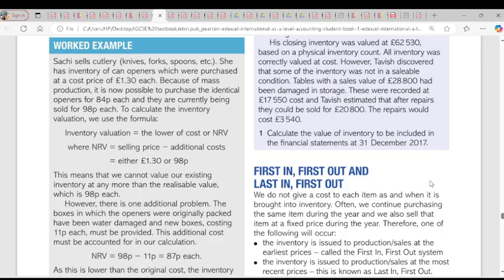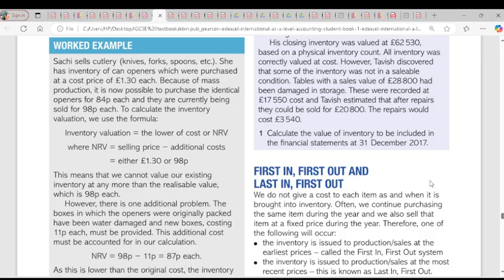To calculate FIFO, it is the cost of the oldest inventory multiplied by the amount of inventory sold. That's how we calculate FIFO. And for LIFO, last in, first out, this occurs where inventory is issued to production or sales at the most recent price. That is the latest. The earliest is the previous, and the latest is now. So we use LIFO for the price now, and we use FIFO for the price of before. That's the difference between FIFO and LIFO.